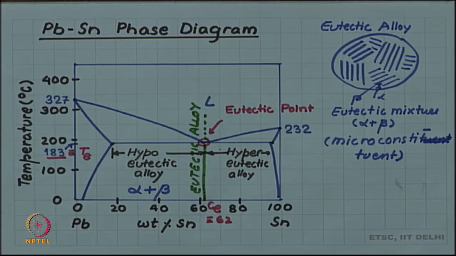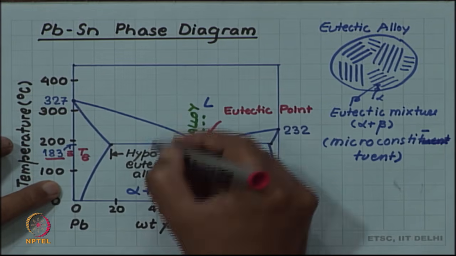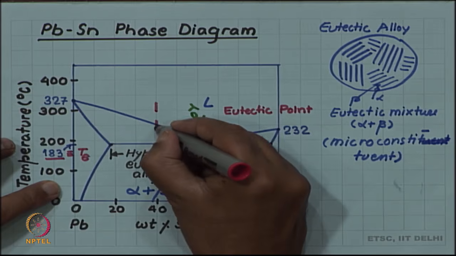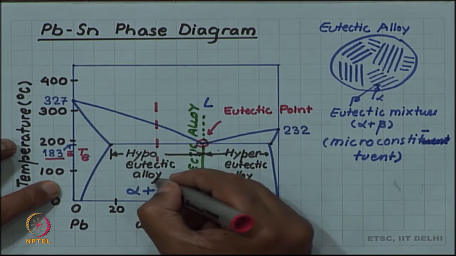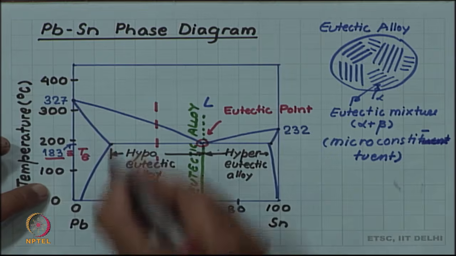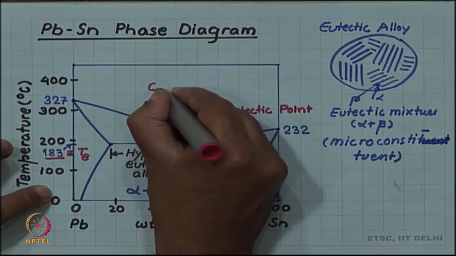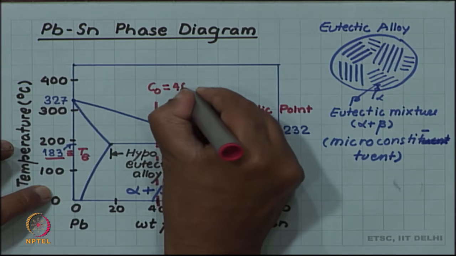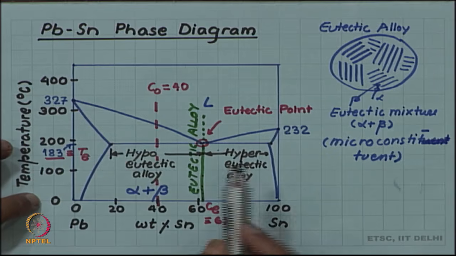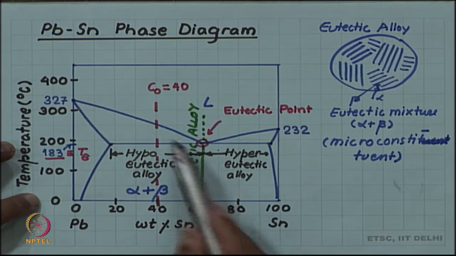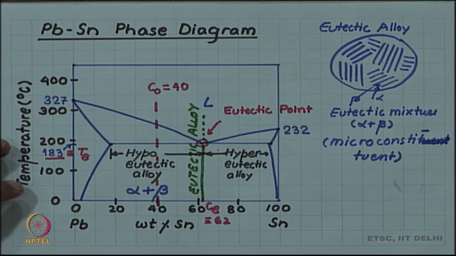Now, the question is how the microstructure evolves for, let us say, a hypoeutectic alloy or a hypereutectic alloy. If I take a hypoeutectic alloy, let us take a 40% alloy as an example of a hypoeutectic alloy. This particular alloy has a composition of 40% tin, and since this is less than the eutectic composition of 62, this will be a hypoeutectic alloy.